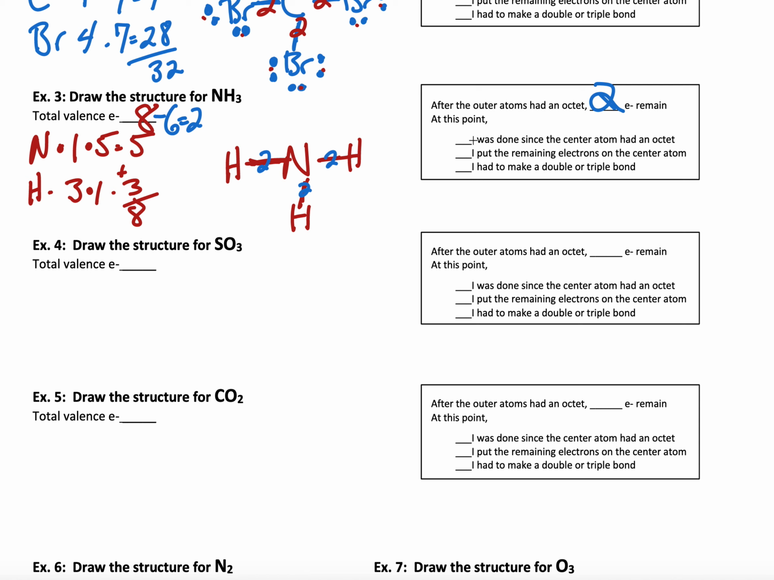Next step says, I was done since the center atom had an octet. Well, does it? Nitrogen has 2, 2, 2. That's 6, not 8. I'm not done. Then the next step says, I put the remaining electrons on the center atom. Well, are there remaining electrons? Yes, 2. So I put them on my center atom. And then I go back to the beginning of my steps here. The first thing says, I was done since the center atom has an octet. Well, now that is true. I am done. 2, 4, 6, and then these 2 is 8. I have no more electrons left. Everybody's happy. Now let's get into some more complicated ones.